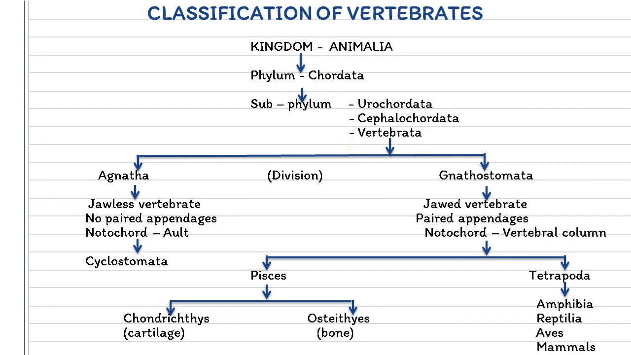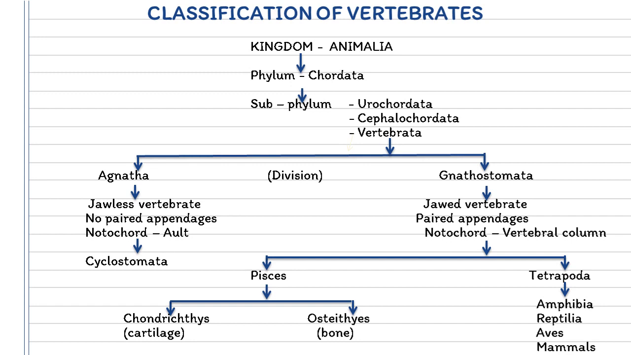But Gnathostomata is again classified into 2 superclasses, that is Pisces as well as Tetrapoda. Pisces means all the fishes belong to Pisces, right? These Pisces are again classified into 2, that is Chondrichthyes as well as Osteichthyes. Chondrichthyes means the vertebral column is made up of cartilaginous tissue. The vertebral column is there, but it is made up of cartilaginous tissue. This cartilaginous tissue only becomes a bone, an organ.